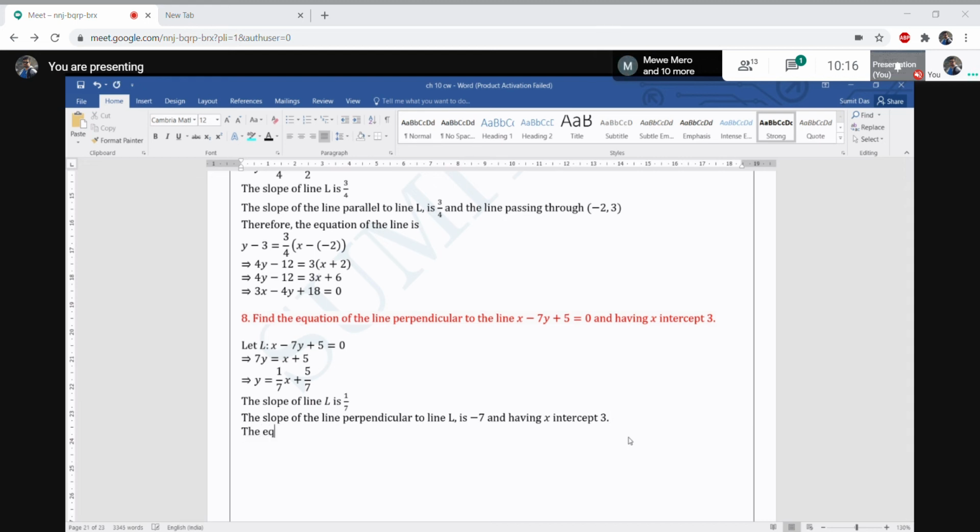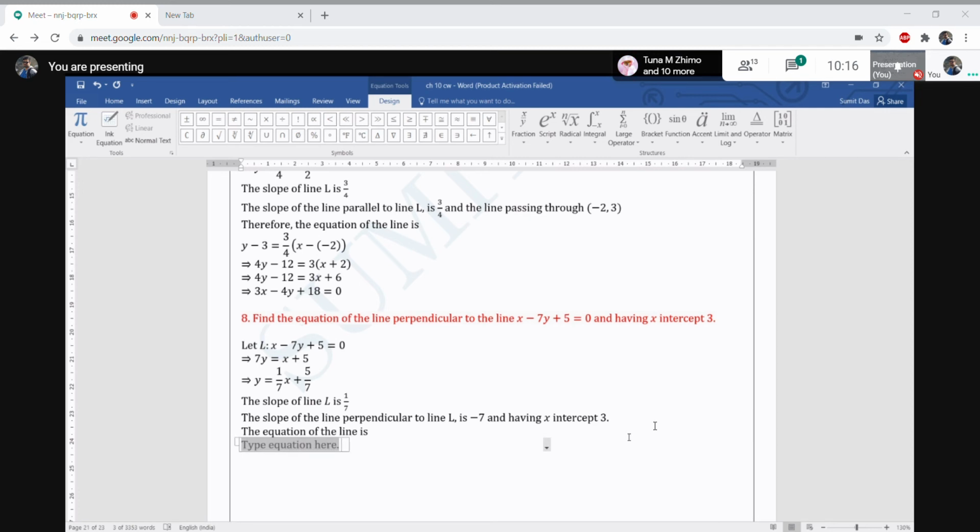The equation of the line is, anyone remember how to do this question? Slope intercept form, anyone remember? I don't think anyone remembers. The slope intercept form was like this: y equals m into x minus d. Why x minus d? If the x intercept is given, x minus d. If the y intercept is given, it will be mx plus c.